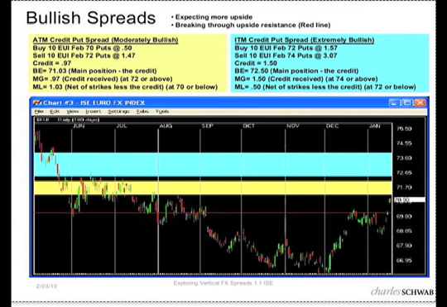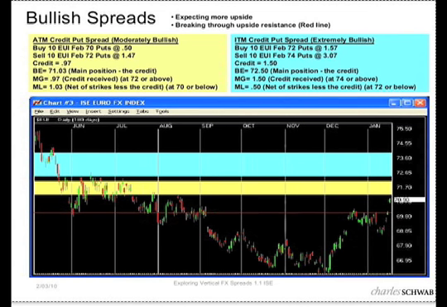I'm going to buy a $70 put, which you can see is out of the money by 90 cents because the current index is at 70.90. And I'm going to sell a $72 put, which is in the money by about $1.10. This is a credit put spread. The last example we were bullish, we did debit call spreads. In this example, I'm bullish. I'm going to do credit put spreads. These are the types of spreads I like to do.